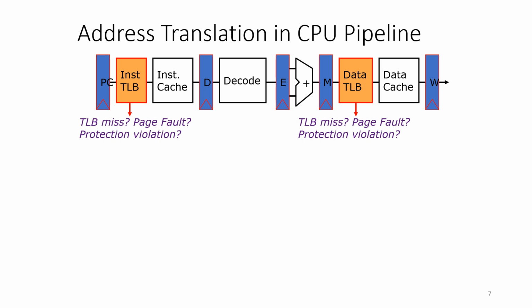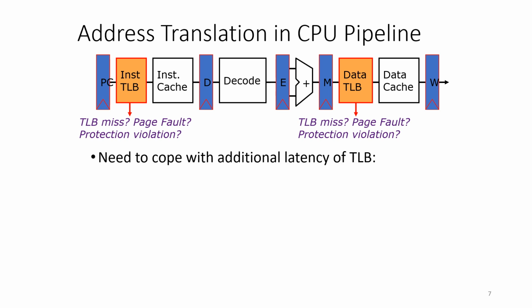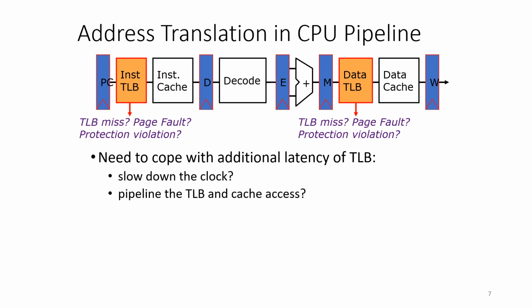With virtual memory, you need to add address translation before being able to access the caches that work with physical addresses. We need to cope with additional latency of the TLB. What are our options? We could slow down the clock cycle. This is not really a solution, as it would penalize all instructions. Could it be possible to pipeline TLB and cache accesses? Yes, this is a common solution, but it increases the pipeline depth, which has consequences for data hazards. What about the possibility to make a parallel TLB and cache access? Yes, that is also a very common solution. Let's see how that works.